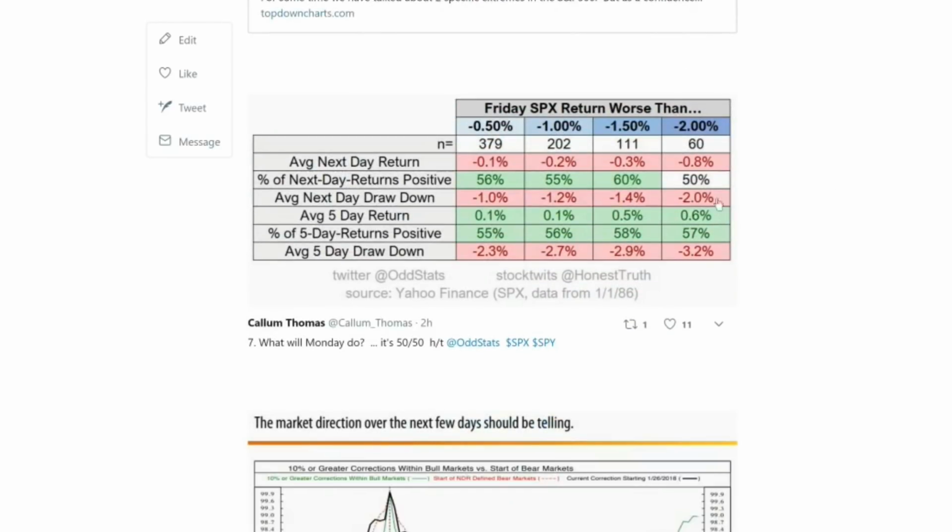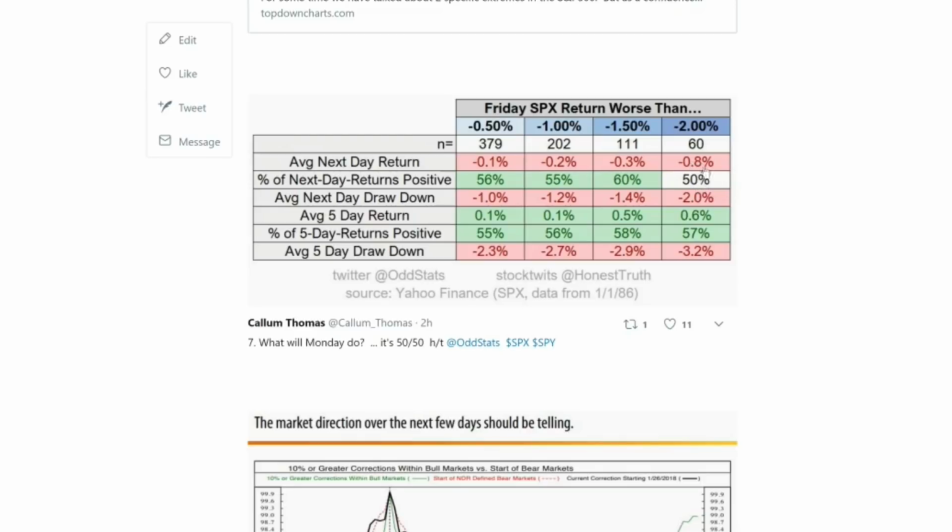Number 7 is a table from Odd Stats, which is an interesting new account come to Twitter. Definitely worth following. He produces some odd stats, pretty interesting stuff. Looking at the right hand side of the table, that's what happens on the next trading day, i.e. the Monday. Most of the time it's a Monday following a bad Friday, and it was minus 2.1%, I think, 2.11% down on Friday. This is showing you the average of what happens next, and it's 50-50. Half the time the Monday was down, half the time the Monday was up.